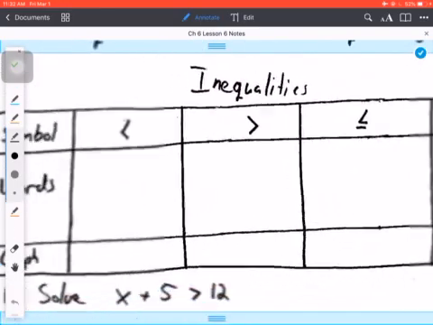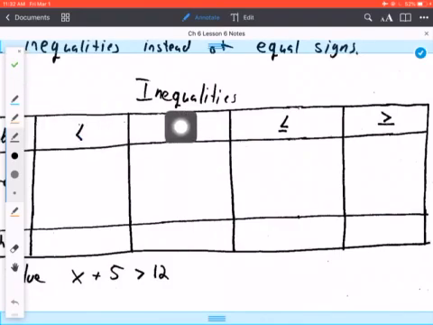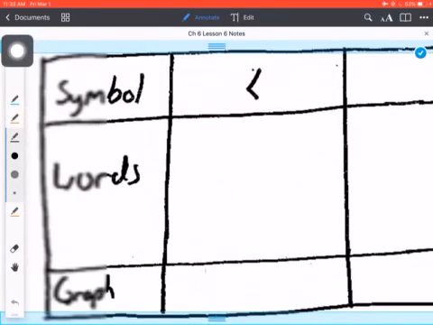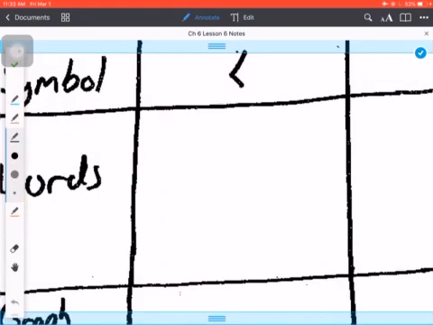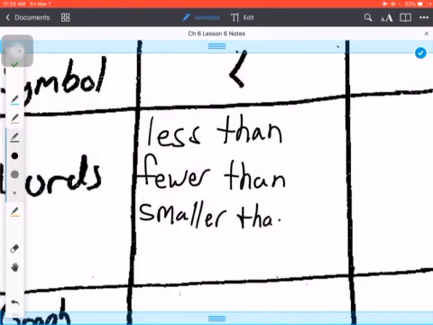So those symbols look like this. They look like little V's, kind of sideways a little bit, and some of them have little lines attached to them, and we'll talk about what those are. So this symbol here is called the less than symbol. Some other things that we can call it are fewer than, or smaller than, and those are just a couple of examples.